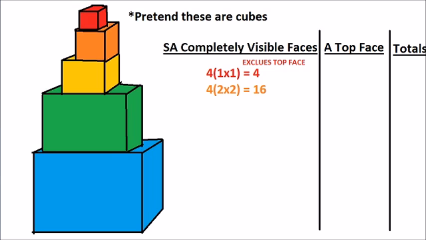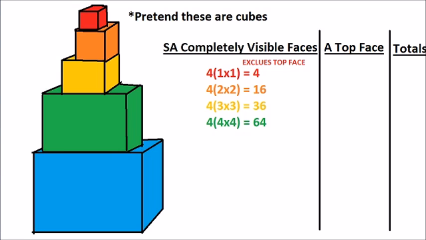On to the third cube. Each face on this cube measures 3 by 3. And there are 4 completely visible faces. When you multiply these, you get 36. On to the fourth cube. Each face on this cube measures 4 by 4. And there are 4 completely visible faces. So when you multiply these, you get 64.